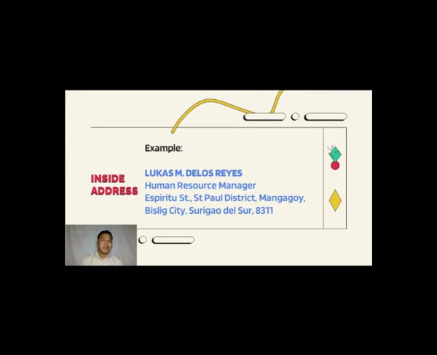Now, for example of an inside address, Lucas M. De Los Reyes, Human Resource Manager, Espiritu Street, St. Paul District, Mangagoy, Bislig City, Surigao del Sur, 8311. Notice that the name of the hiring personnel here, Lucas M. De Los Reyes, is also in bold and capital letters. Okay? The same for the name of the applicant, which is also in bold and capital letters.